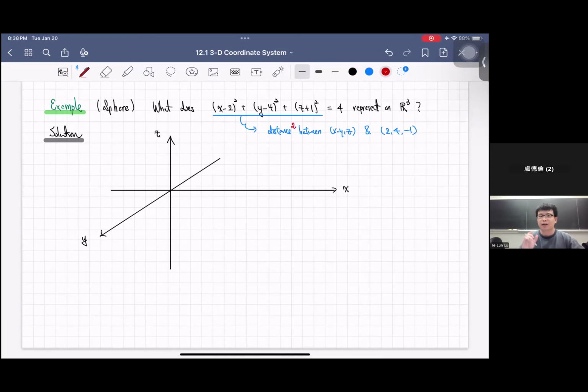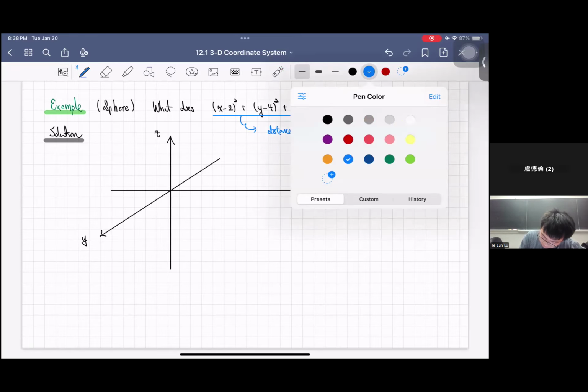So that simply means that we're collecting every point x, y, and z that has a distance towards (2, 4, minus 1) of 2, right? If we take the square root, that is 2. So to put it in even plainer words, you have a sphere with center (2, 4, minus 1) and radius 2. So (2, 4, minus 1) is somewhere here.